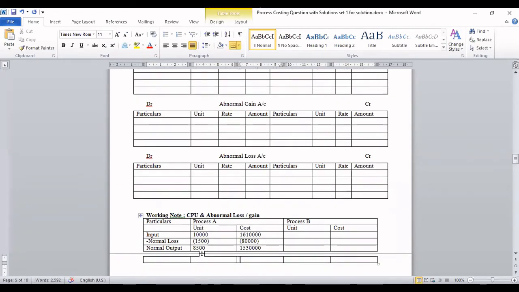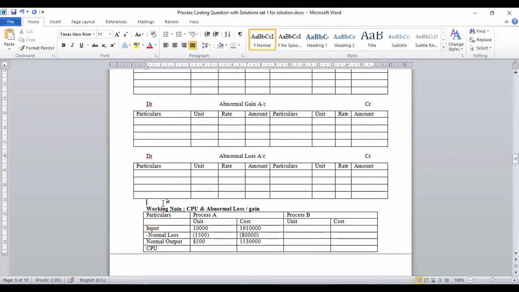So now tell me, can you tell me what would be the CPU? We'll get cost per unit now. 15 lakh 30,000 divided by your 8,500 normal output. What is the answer? 180. Okay, everyone, is this clear? 180.